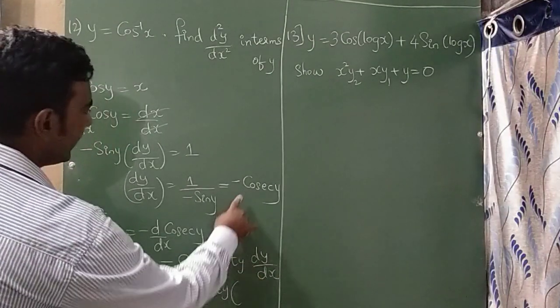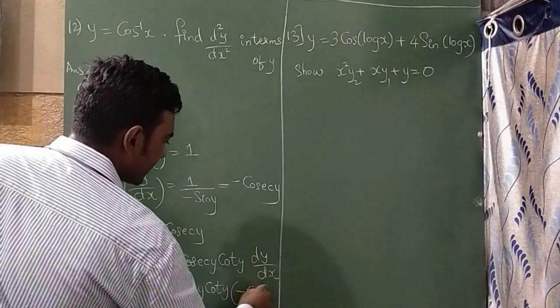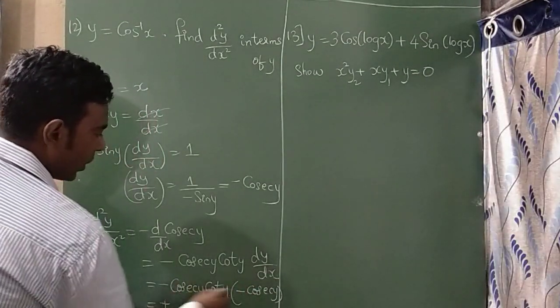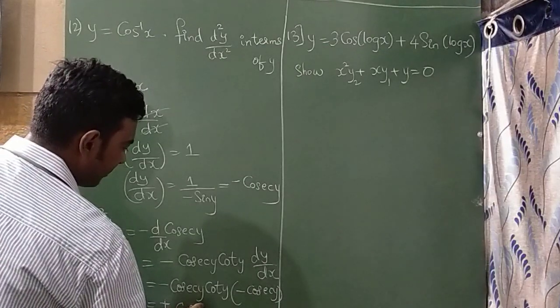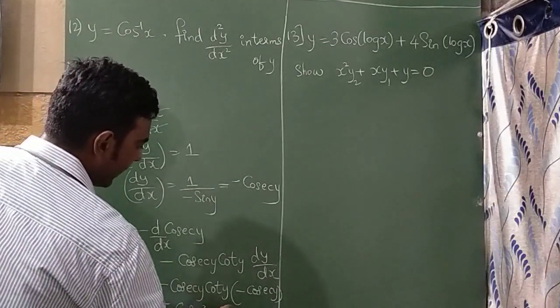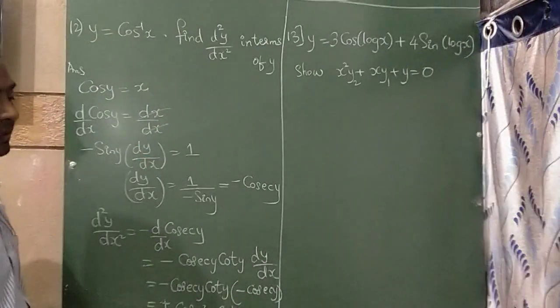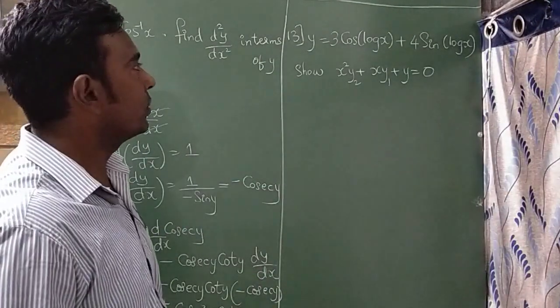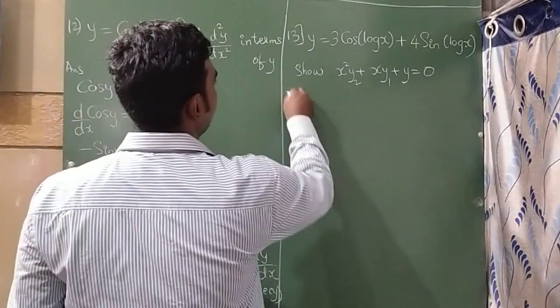What is dy by dx? It is again minus cosec y. So minus into minus will become plus, cosec into cosec will become cosec square y into cot y. This completes your 12th answer. So let us move on to the 13th question.